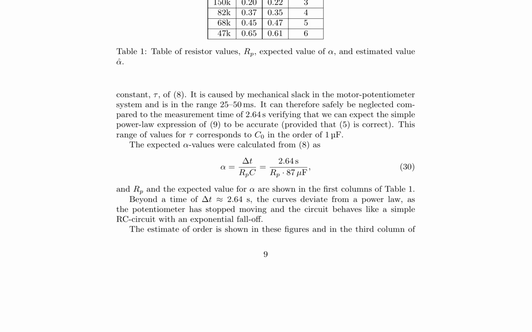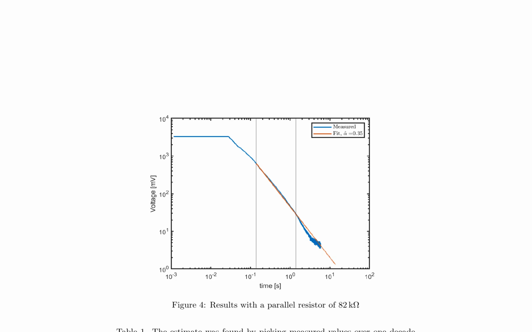The expected alpha values were calculated using equation 30, which is derived from the theoretical model of the circuit's behavior. These expected values are compared to the estimated alpha values obtained from the measured data using equation 31. As shown in Table 1, there is a good correlation between the expected and estimated alpha values, indicating that the theoretical model accurately predicts the observed behavior of the circuit.